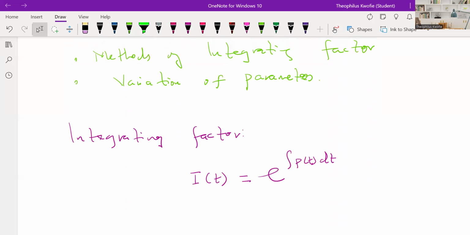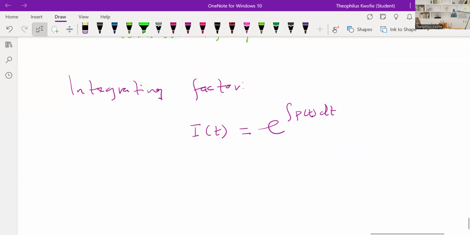Now, what we do with this integrating factor is that we use it to multiply both sides by the result that we get. Okay, and then we integrate both sides. So what we're going to do at this moment is pick an example so that you will know how best we use this method. Okay, so let's get going. Let's look at the first example, example 1.